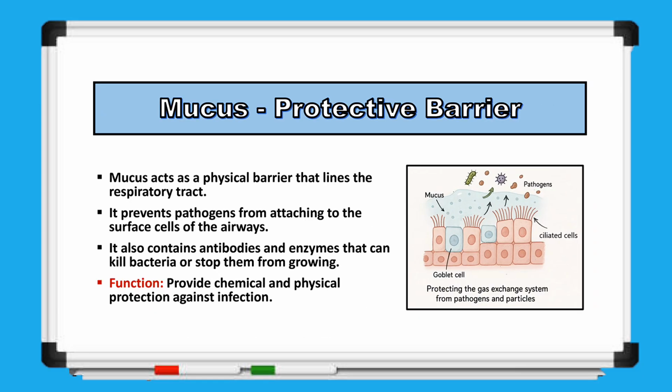So, the key function of goblet cells is to trap pathogens and dust in mucus, stopping them from entering the lungs. Now, let's talk about mucus, which is the protective barrier. Mucus forms a physical barrier that lines the respiratory tract, stopping pathogens from attaching to the surface cells of the airways. It also contains antibodies and enzymes that can kill bacteria or prevent them from multiplying. In short, its main function is to provide both chemical and physical protection against infection.